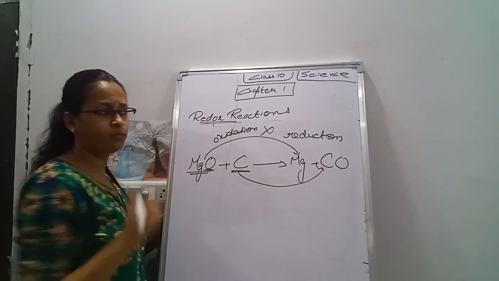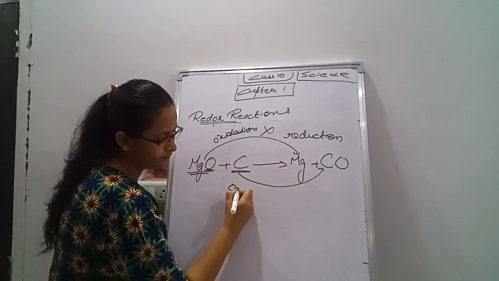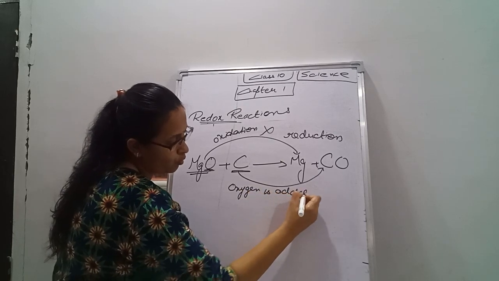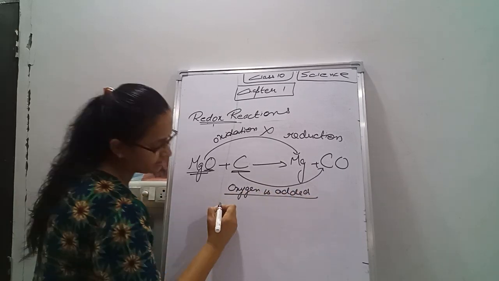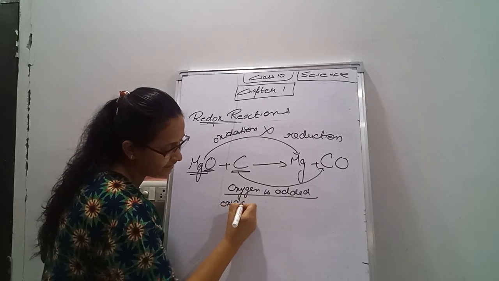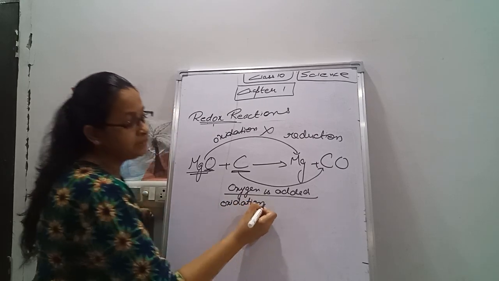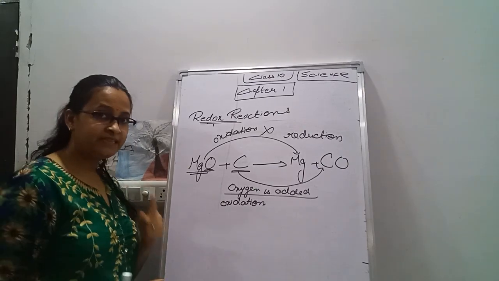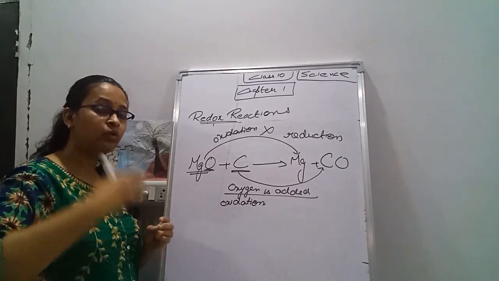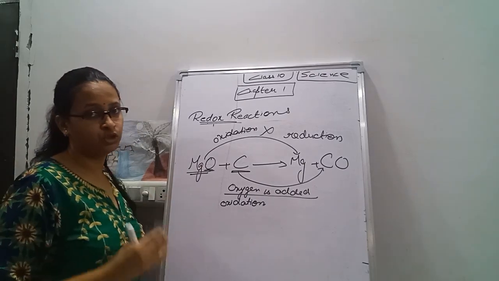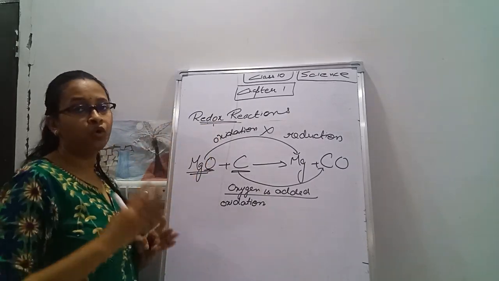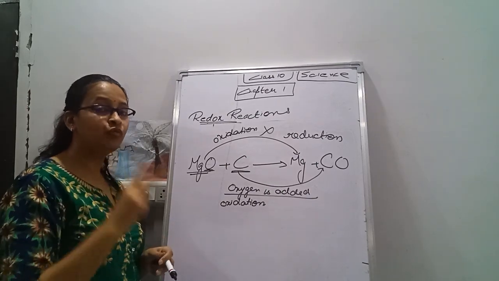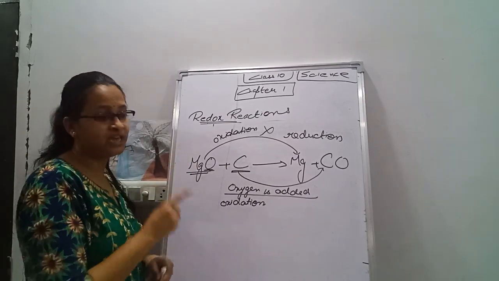Now in the second part, carbon: what you are observing is that oxygen is added. When oxygen is added, the reaction is oxidation. Just keep in mind, redox reaction always occurs in pair. If there is a reduction reaction, then subsequently there will be an oxidation reaction too. It's the redox. So in a single chemical reaction, you will have both the reactions, oxidation and reduction.